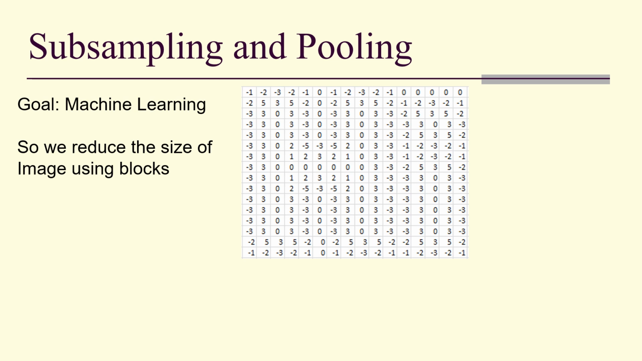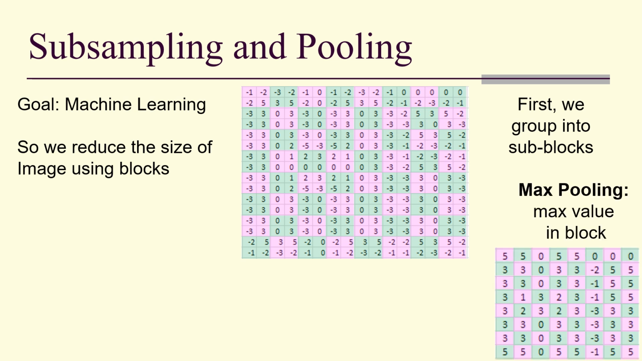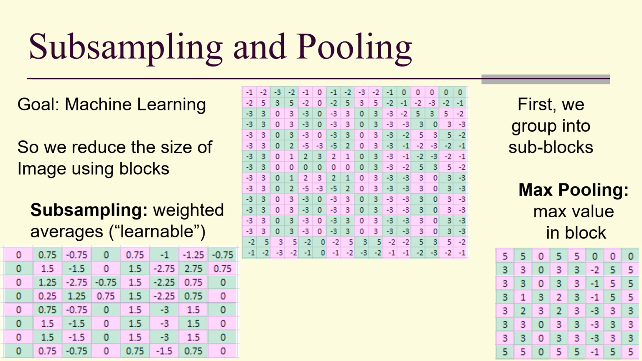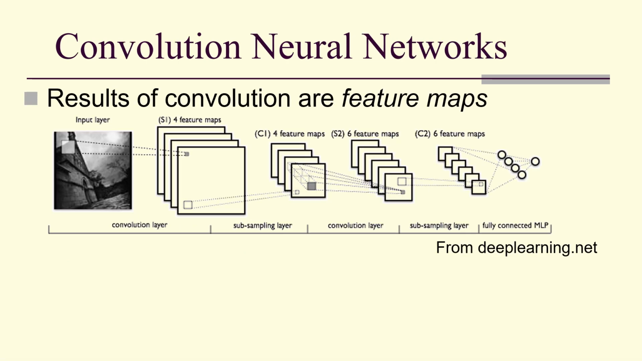Now there's also a concept of subsampling and pooling. See, our goal here is machine learning, and so we often reduce the size of the image using blocks. So here we make it into sub-blocks of 2 by 2. Max pooling is just the max value in each block, as you can see here. Subsampling is weighted averages, and subsampling is actually learnable. So max pool or subsampling, well, it depends on your application. So the results of convolution are feature maps.